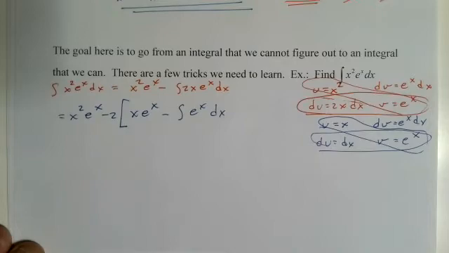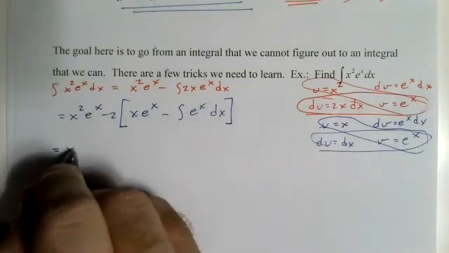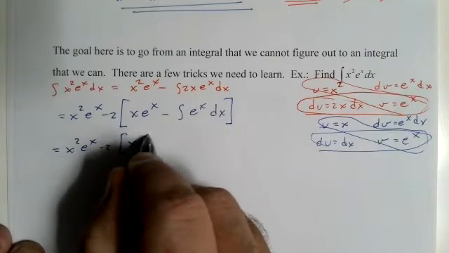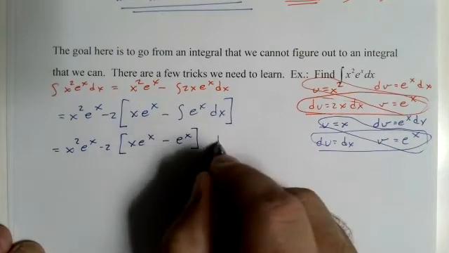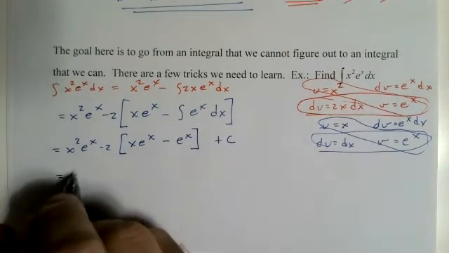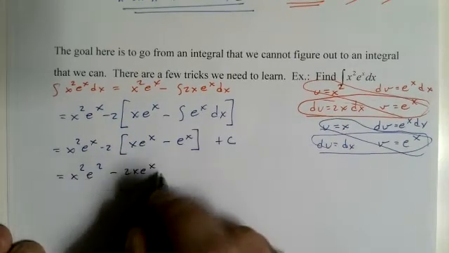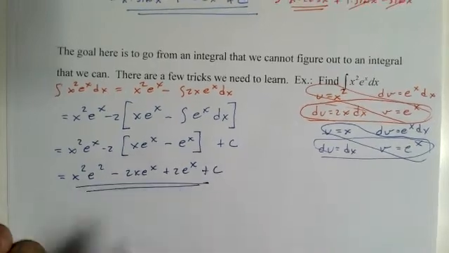This bothers me, so I'm just looking at it for a second. Yeah, I guess that's it. That makes sense. All right. Equals x squared e to the x minus 2. This is fine. Minus e to the x plus c equals x squared e to the x minus 2x e to the x plus 2 e to the x plus c.